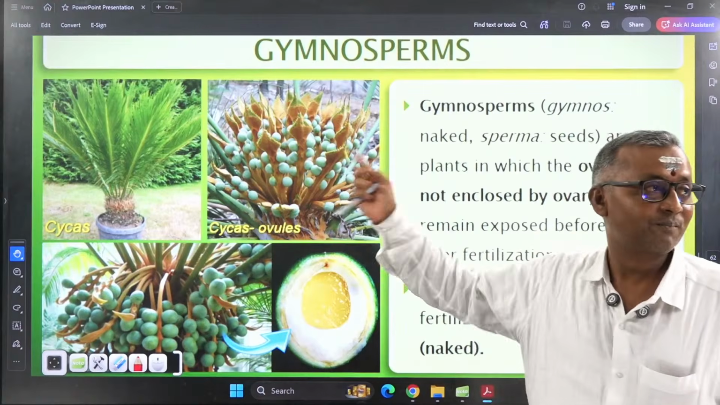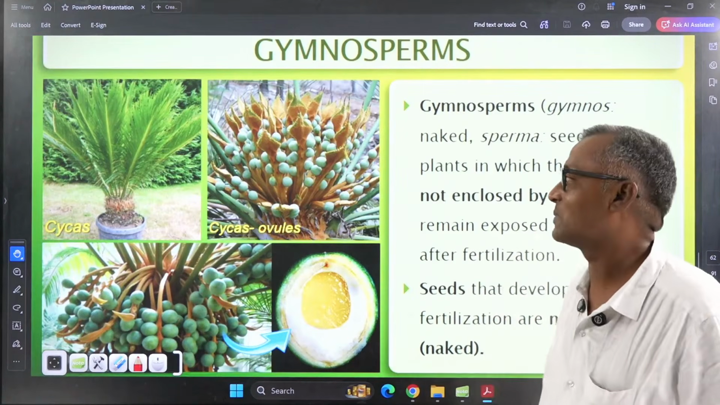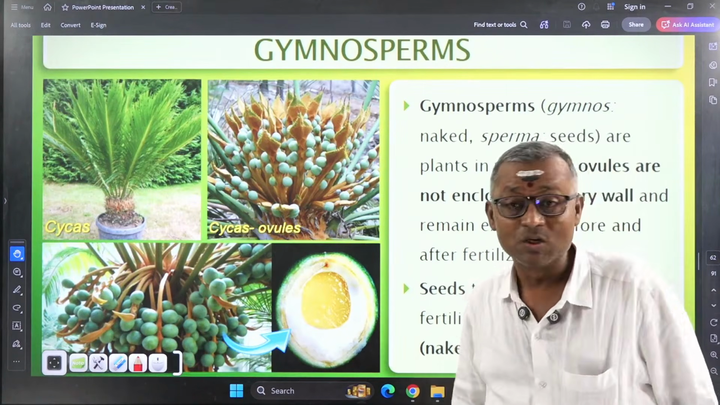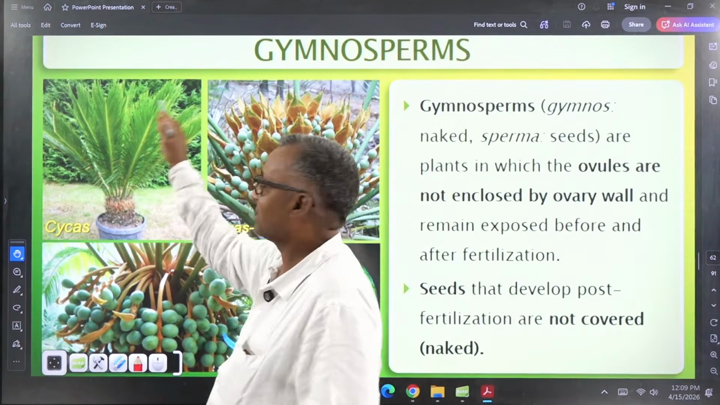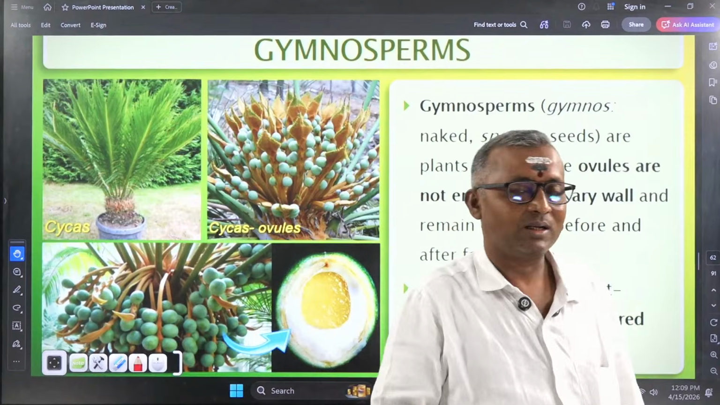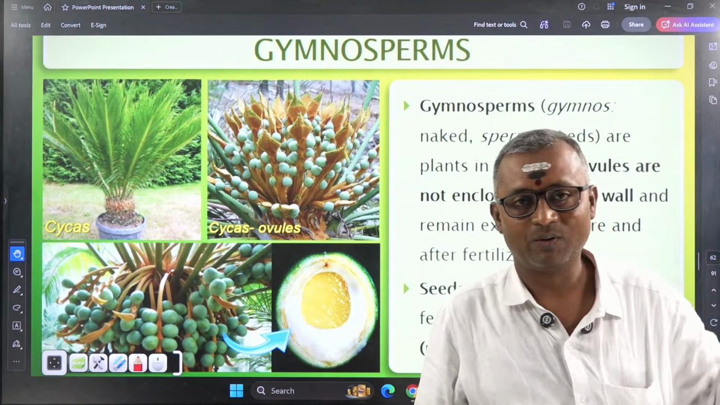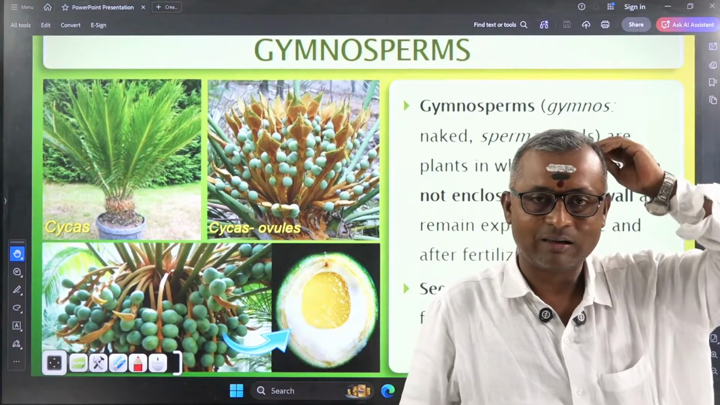Now this is a gymnosperm. What is it? Gymnosperm. Look at here. This is a gymnosperm. It is a cycas plant. It is an example for gymnosperm. Okay, I think now you got the clarity.